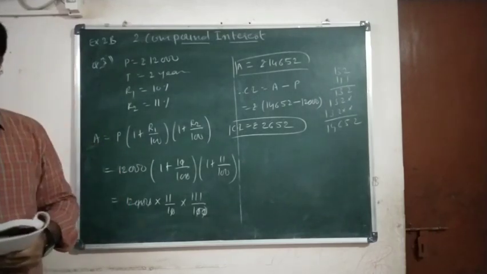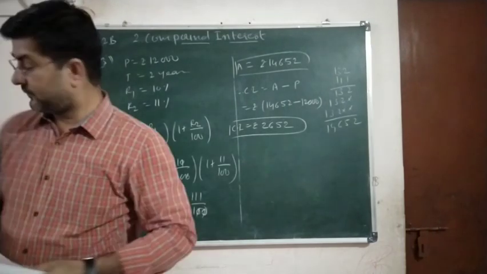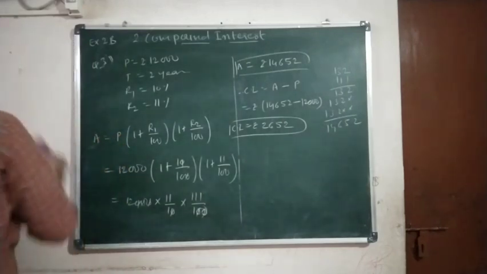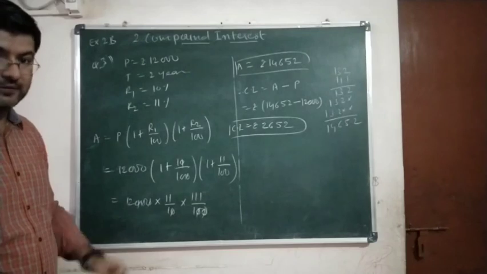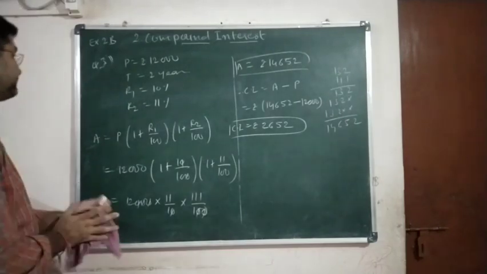Now let us solve question number 4, which is similar. 3 different rates for 3 successive years, R1, R2 and R3, are given.